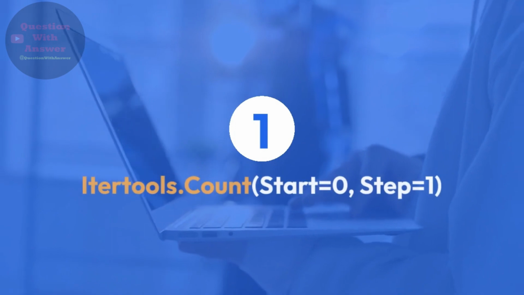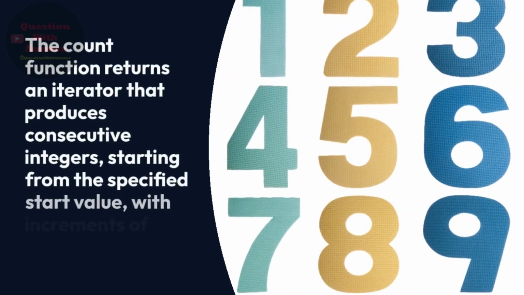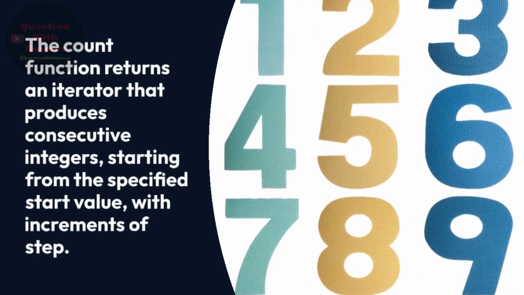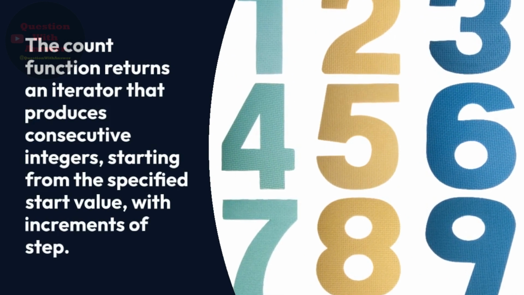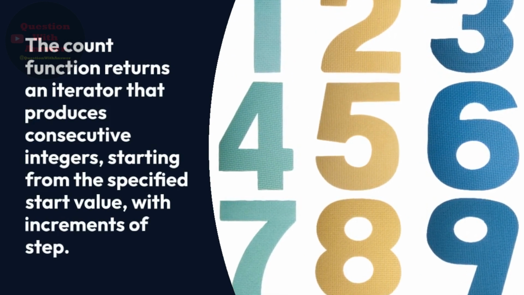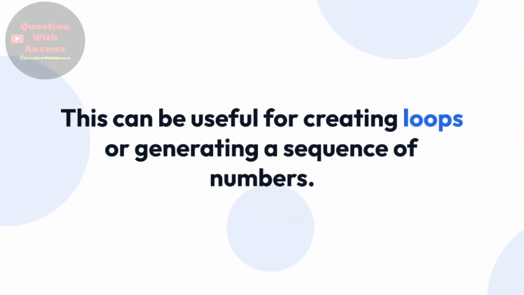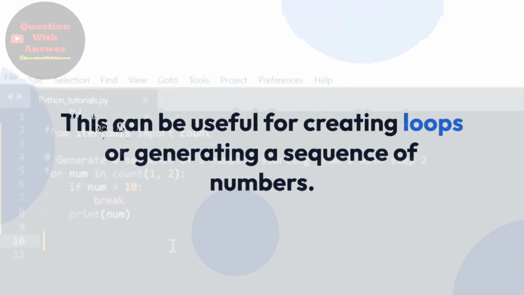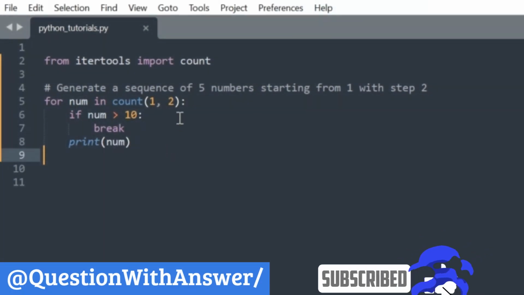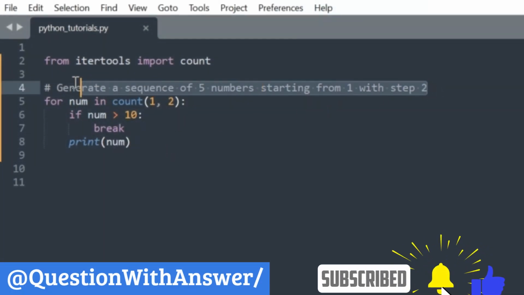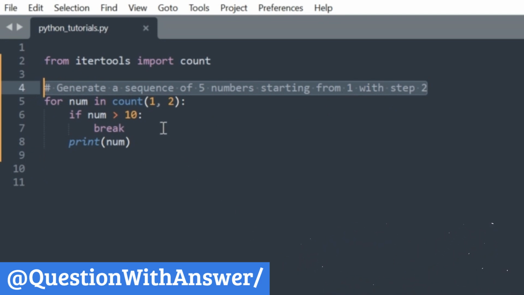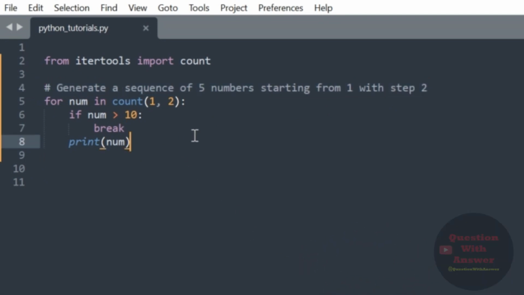1. itertools.count function. The count function returns an iterator that produces consecutive integers, starting from the specified start value, with increments of step. This can be useful for creating loops or generating a sequence of numbers. In this example, the count function generates an iterator that starts from 1 and increments by 2 in each iteration. The loop prints numbers until it reaches a value greater than 10.